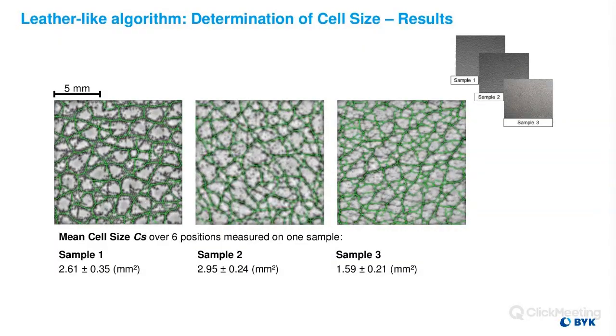So here we have the mean cell size, CS, measured for these 3 leather-like samples that we saw before, and we see the watershed segmentation in each of these images. And we can see from both the image and the numbers that it looks like sample 2 has the largest overall cell size, the largest average cell size, while sample 3 has the smallest. And these are going to affect how we visually perceive the samples.